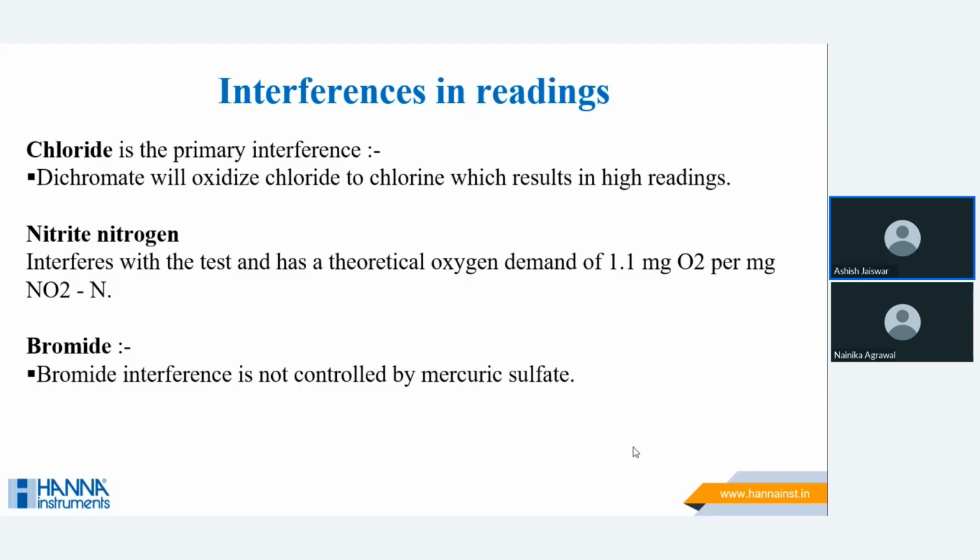For nitrate, the theoretical oxygen demand is 1:1 oxygen per nitrate. When nitrate is present in higher levels, the interference can be eliminated by adding 10 mg sulfamic acid per nitrate. Bromide interference is not controlled by the mercuric sulfate, so we have to do dilution for bromide.